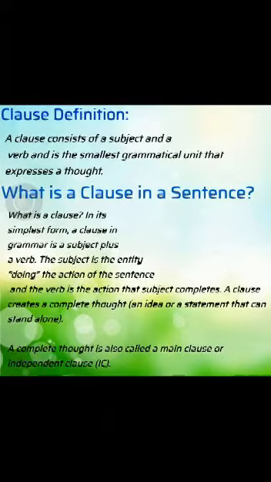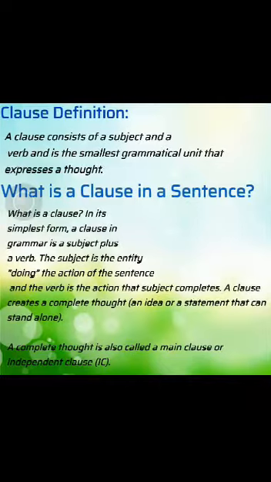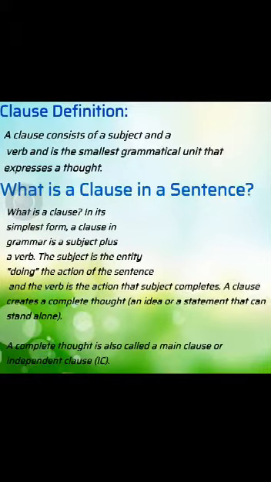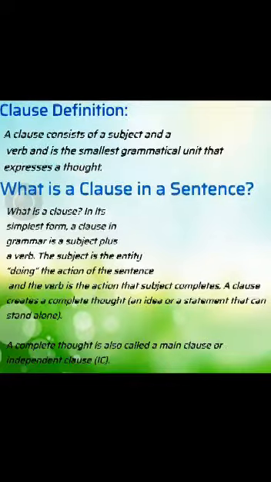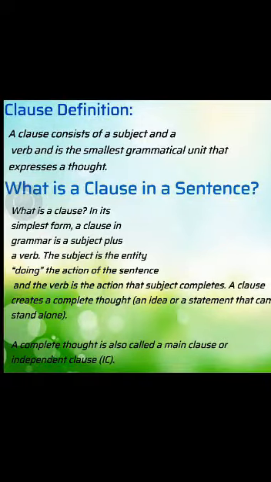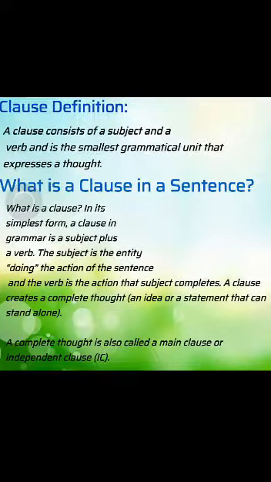The subject is the entity doing the action. सब्जेक्ट का एग्जिस्टेंस होता है दैट समथिंग इज गोइंग ऑन, द एक्शन इज डूइंग ऑन. And the verb is the action that the subject completes. It means the doer is the subject and his work is done by, that is called action or verb. A clause creates a complete thought, an idea or a statement that can stand alone. A complete thought is also called a main clause or independent clause.